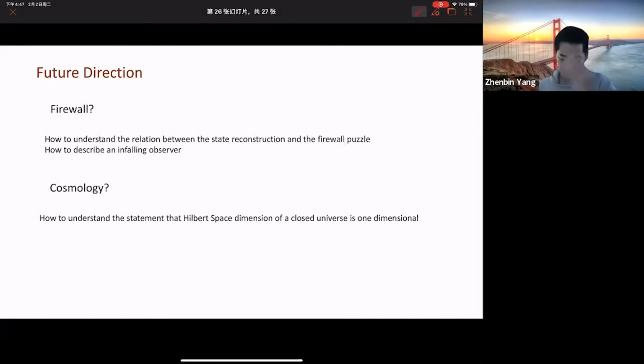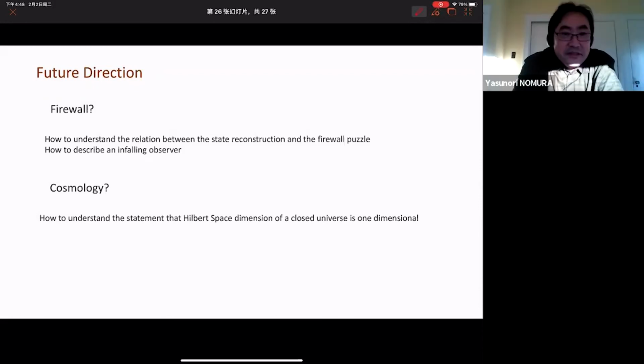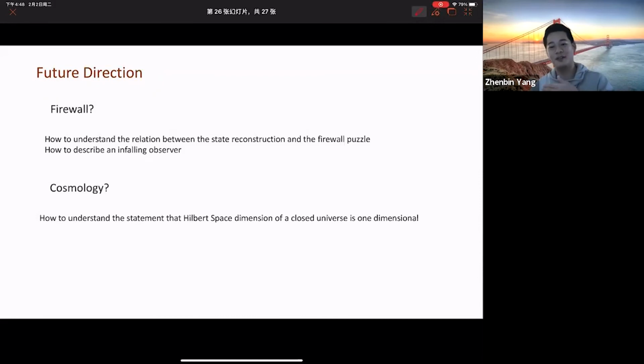Yeah, well, I think this is a stronger statement than the initial state of the universe needing to satisfy the Wheeler-DeWitt equation, because the Wheeler-DeWitt equation can have a lot of solutions. Here it's saying that all those solutions will be equivalent. But I don't know how to understand that.